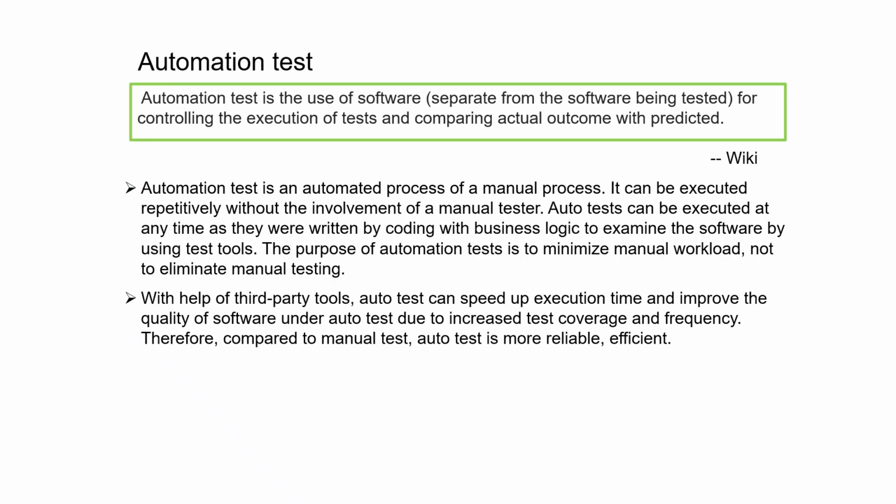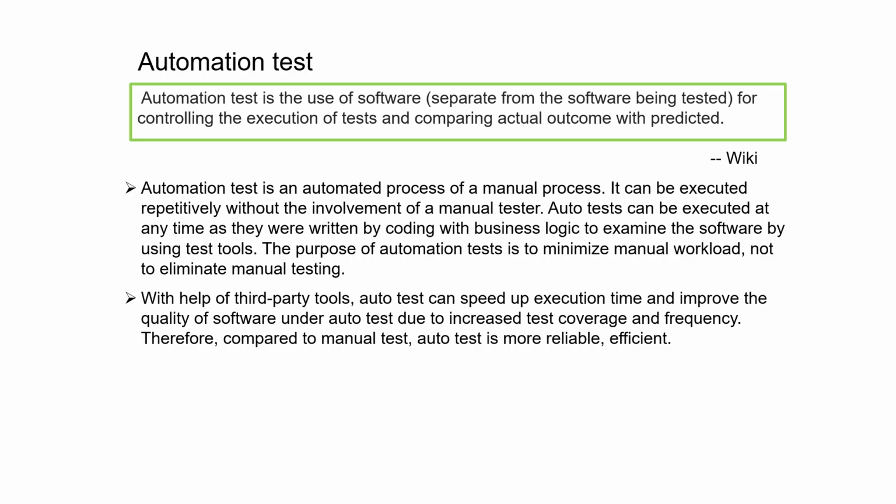Automation test is the automated process of manual test. It can be executed repetitively without tester's involvement. The purpose of automation test is to minimize manual work and not to eliminate it. Auto tests can be executed at any time as they were implemented with business logic to examine the software.